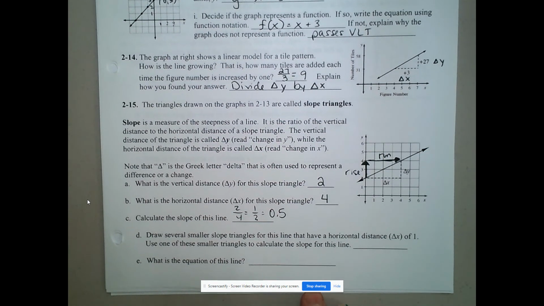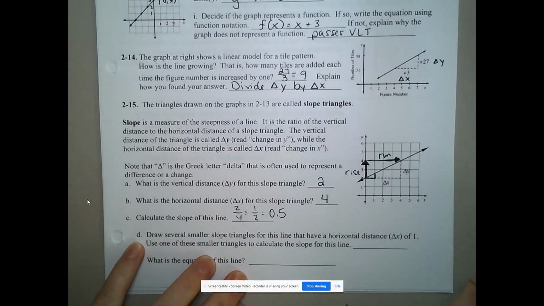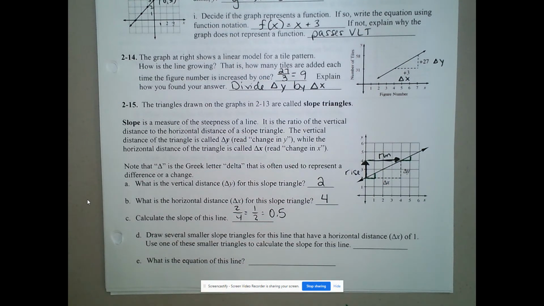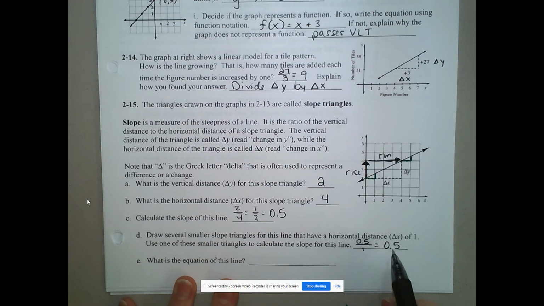Draw several smaller slope triangles for this line and check to see, does this work? Like, so if I go over 1, I only go up 1/2. Up here, if I go over 1, I only go up 1/2. So it does continue to work. Whether we do a large slope triangle or a small slope triangle, they have the same value. Using the smaller slope triangles, you would have 0.5 over 1, which is just 0.5. So slope of 0.5, which is also our growth.